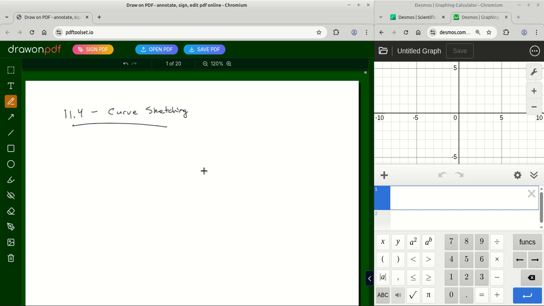Hello and welcome back to another video of Business Calculus, Math 1325, Section 11.4. We're doing curve sketching today. Now, I have a little note here. It says nothing new here. Try using Desmos graphing to help if possible. And let me tell you, Desmos graphing all the way today.